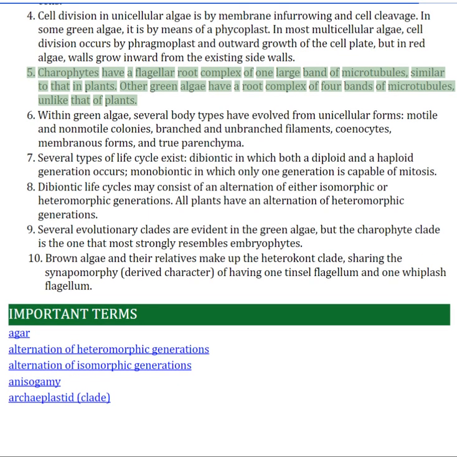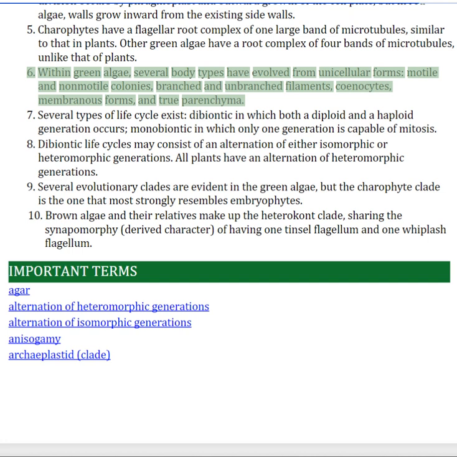5. Charophytes have a flagellar root complex of one large band of microtubules, similar to that in plants. Other green algae have a root complex of 4 bands of microtubules, unlike that of plants. 6. Within green algae, several body types have evolved from unicellular forms: motile and non-motile colonies, branched and unbranched filaments, coenocytes, membranous forms, and true parenchyma.